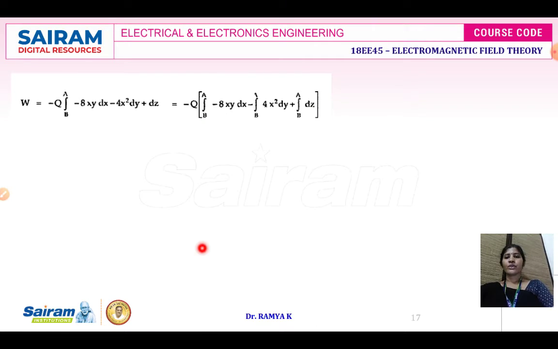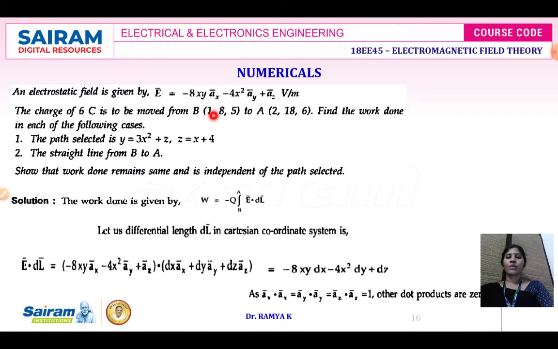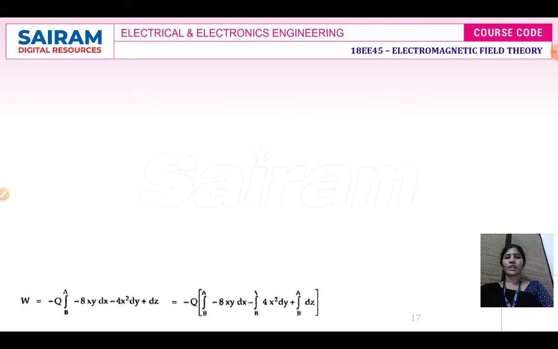Then you have to use it by means of the straight line segment. Straight line segment means it has to move from point B to point A. Here the ordinates of point B are 1, 8, 5. Ordinates of point A are 2, 18, 6. Therefore, the x integration ranges from 1 to 2, y integration ranges from 8 to 18, and z integration ranges from 5 to 6, if you are using this straight line segment from point B to point A.